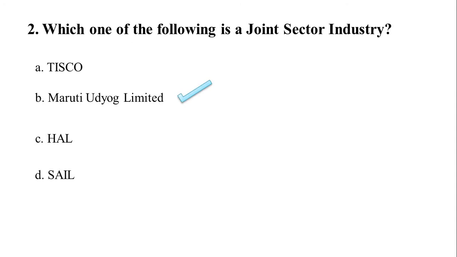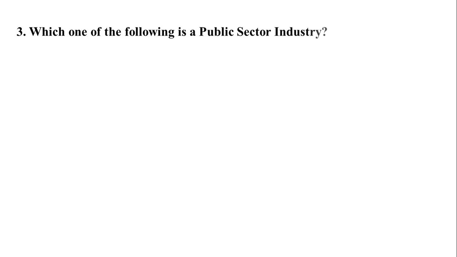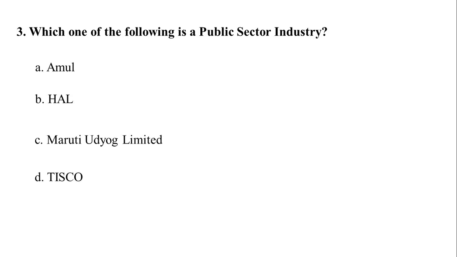Maruti Udyog Limited. Your third question is, which one of the following is a public sector industry? And the options are A. Amul, B. HAL, that is Hindustan Aeronautics Limited, C. Maruti Udyog Limited, or D. TISCO. And the correct answer is B. Hindustan Aeronautics Limited, or HAL.